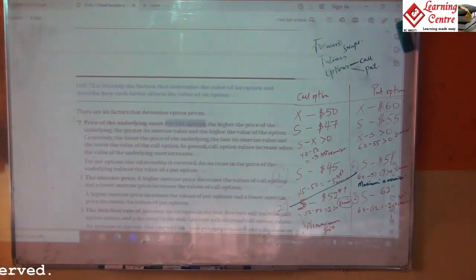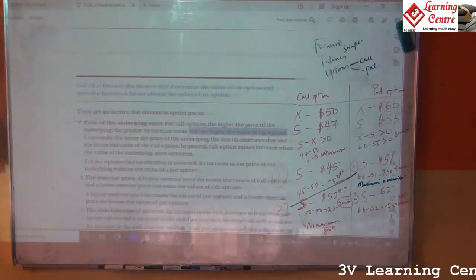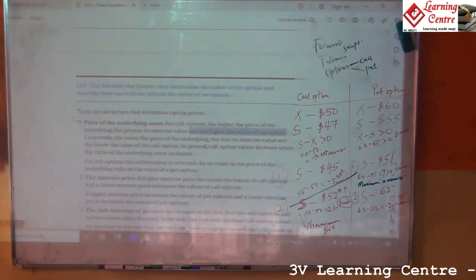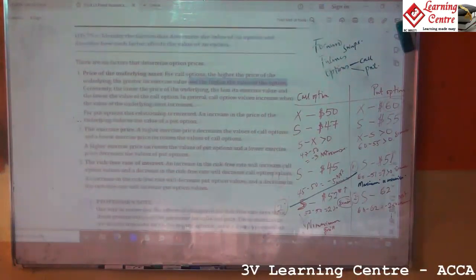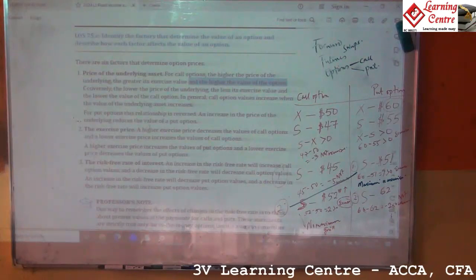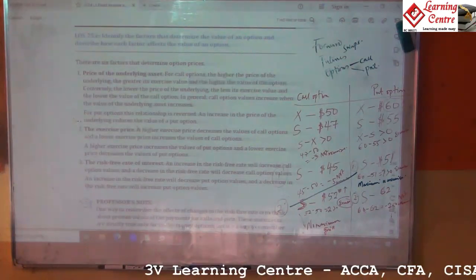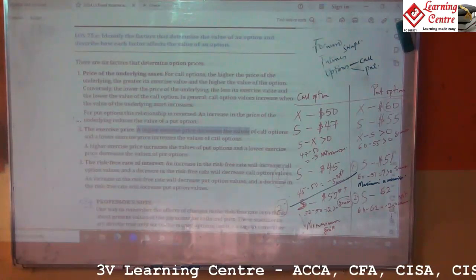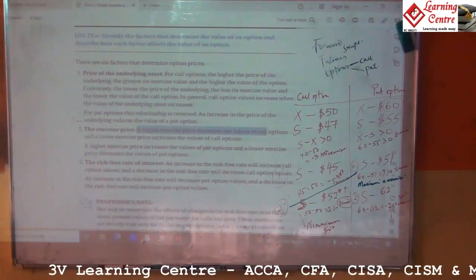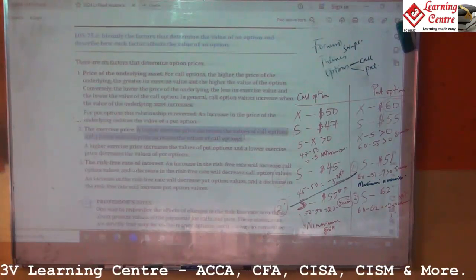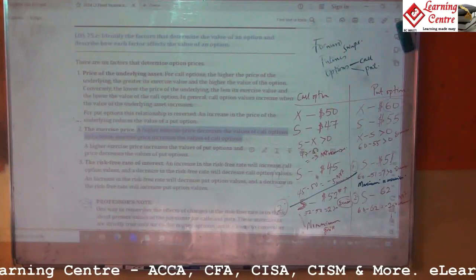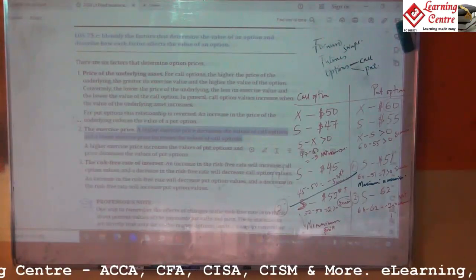So for call options, the higher the price of the underlying, the greater its exercise value, and the higher the value of the option, then vice versa. The second one is the exercise price. The higher exercise price decreases the value of the call option, and the lower exercise price increases the value of the call option. It's just the same story we have said.